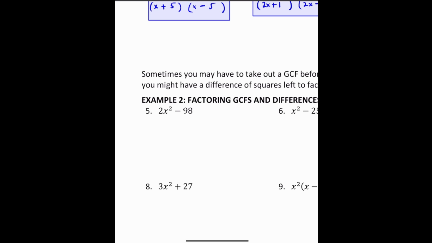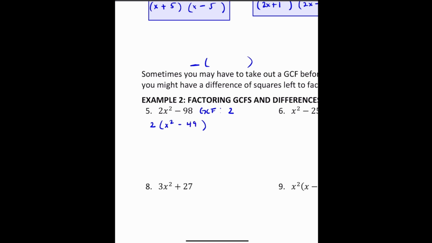Now one thing that I like to do first is see if I can take out the greatest common factor between the terms involved. So we have 2x squared minus 98. What is the greatest common factor between those two terms? Well, the largest number that goes into those two terms is 2. So the greatest common factor is 2. Now hopefully you remember that we format it like this. The GCF times the remainder, right? So in this case, it's 2, which is my GCF, times x squared minus 49.